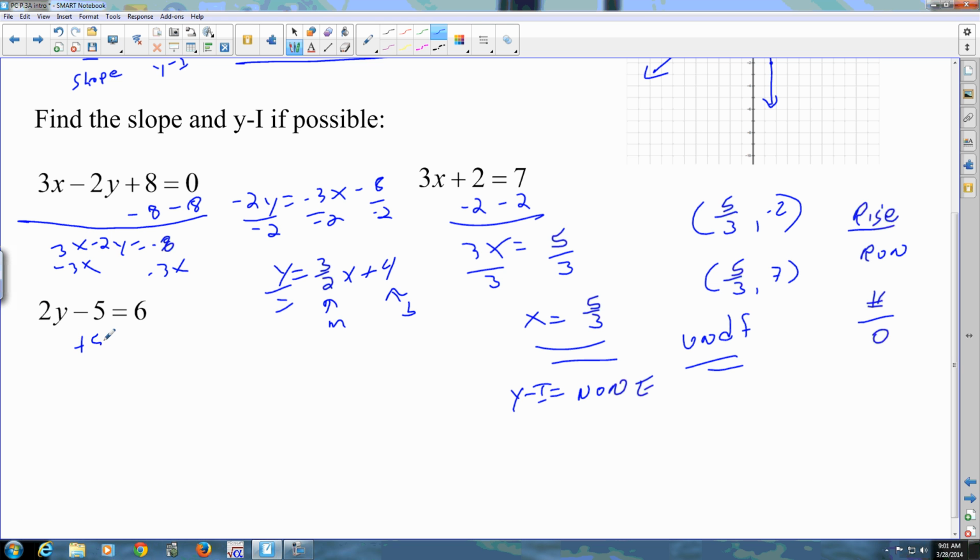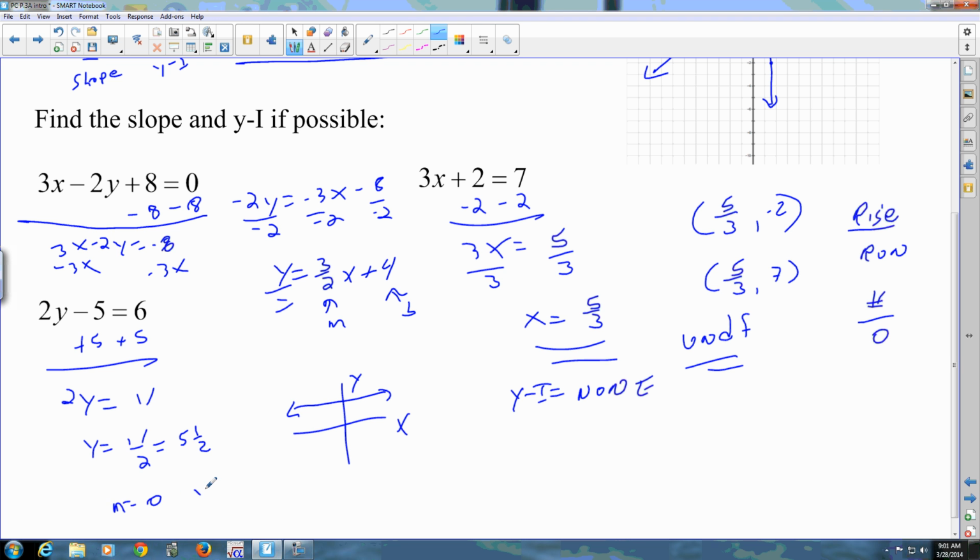Okay, let's try this one. Add the 5. 2y is equal to 11, so y is equal to 11 halves. Again, if y is 11 halves, that would be 5 1/2. 5 1/2 units up, you're going to have a horizontal line. What's the slope? The slope is 0. The y-intercept is going to be 5 1/2. If you only have a y, you're only going to cross the y.